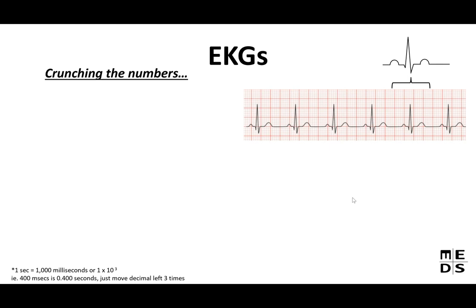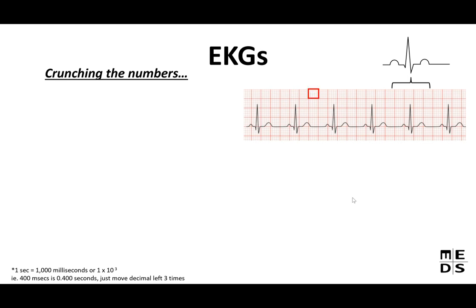Okay, so now when I was talking about small and big boxes, this part's actually going to make a little bit more sense. So this is called crunching the numbers. When you're taking your test, you're taking your boards, they are going to at times ask you to calculate the rate or have you just guesstimate how fast is the EKG? Is the rate really fast or is it really slow or is it normal? So that's essentially what this slide's going to be all about.